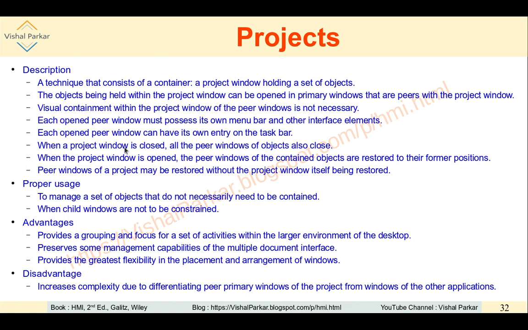When a project window is closed, all the peer windows of the objects also close, and whenever that project window is opened, the peer windows of the contained objects are restored to their previous positions. Peer windows of a project may be restored without the project window itself being restored, because there is no such containment relationship. That object itself can be a new primary window that can be opened independent of the project window.